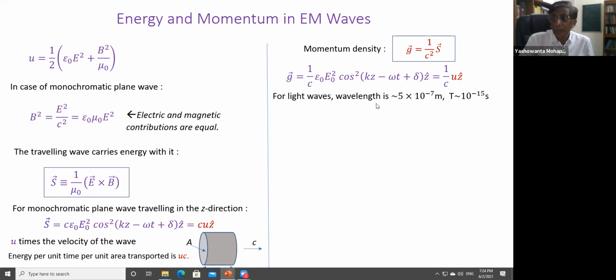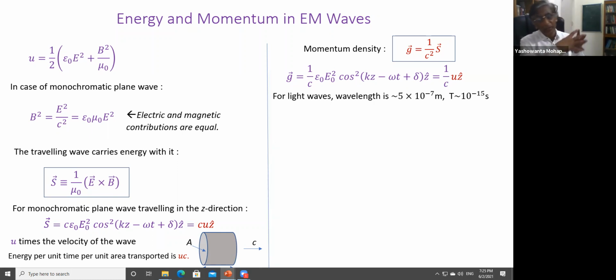For light waves, the wavelength is of the order of 4,000 to 7,000 angstrom. I'm taking the middle, so let's say 4,000 angstrom to 5,000 angstrom, or 400 nanometers to 500 nanometers, so of the order of 10 to the power minus 7 meters. And what is the time period in a light wave? It is of the order of 10 to the power minus 15 seconds. Normally this is too fast and too short a distance for us to worry about as a function of space and time within one wavelength or one time period.